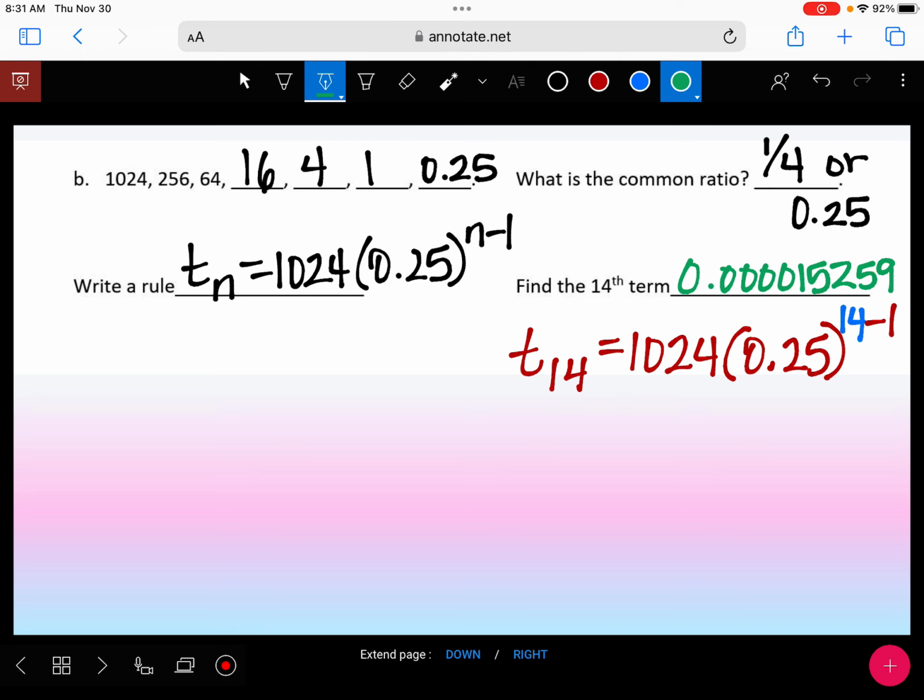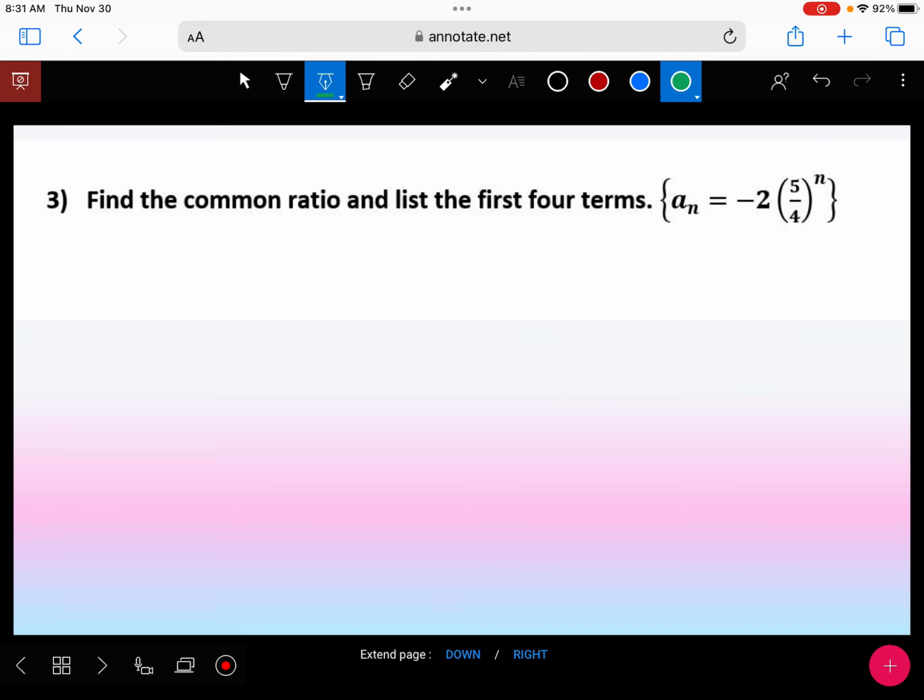All right, any questions about geometric so far? How to write it, it's multiplication, your rule looks different. You still need to know the first term, but instead of finding a common difference, you have a common ratio. Okay, let's keep moving. So for number 3, this is already written as the general rule. So just know that because it says common ratio, and whenever there's an exponent, I know it's geometric.